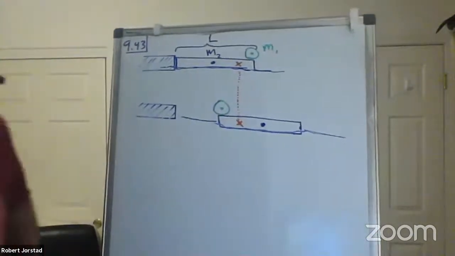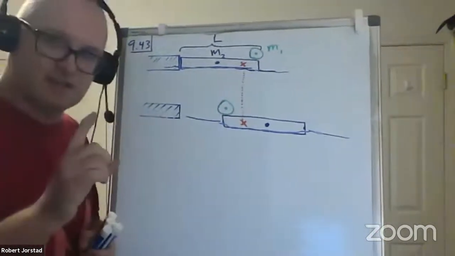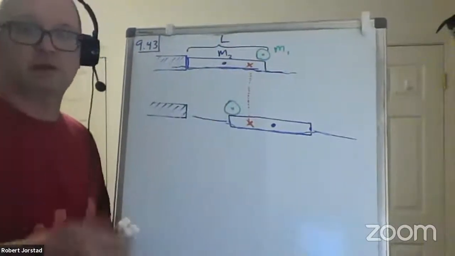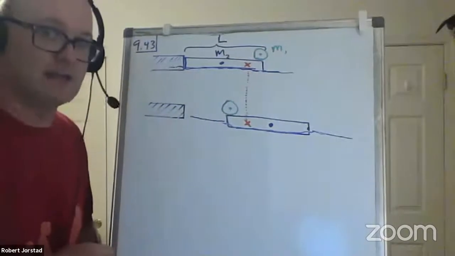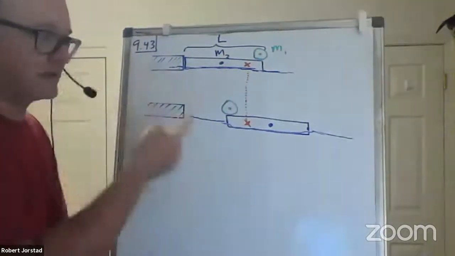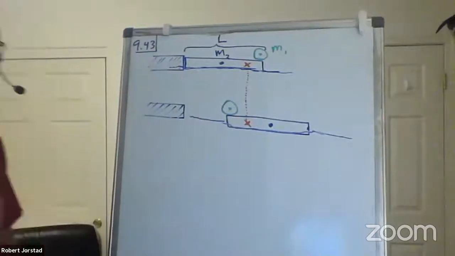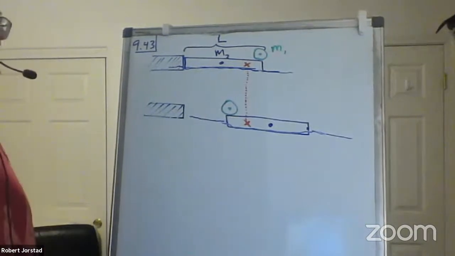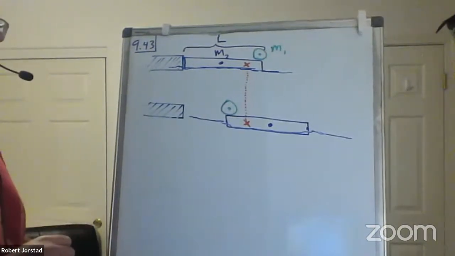All right. So let me ask you this. When we do a center of mass problem, we usually pick a coordinate system. I claim there are four good choices of coordinate system for this problem. Give me one of them. Where is a good spot to put the origin of the coordinate system? Give me one idea.